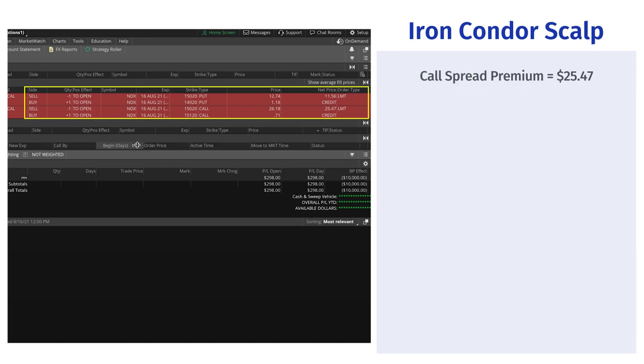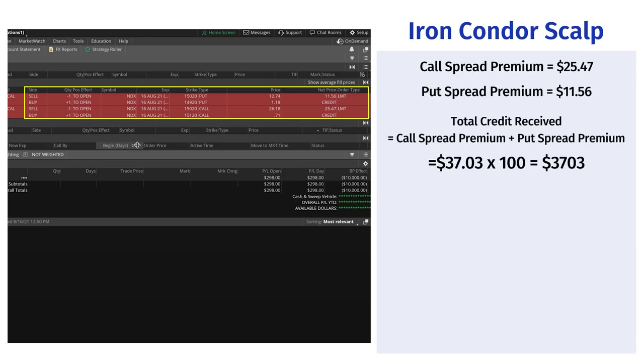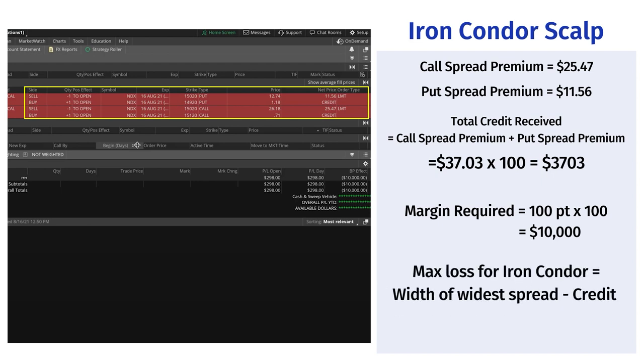Let's do the math. Total credit received is equal to call spread premium plus put spread premium, that is $37.03 times contract size 100, which is $3,703. The margin required is the width spread times contract size, which is 100 point width times 100, equal to $10,000. Max loss for Iron Condor is calculated by subtracting the credit received from the width of the widest spread. In our case, both the spreads have the same width, or this is typically called a balanced iron condor. The max loss will be $10,000 minus $3,703, which is $6,297.